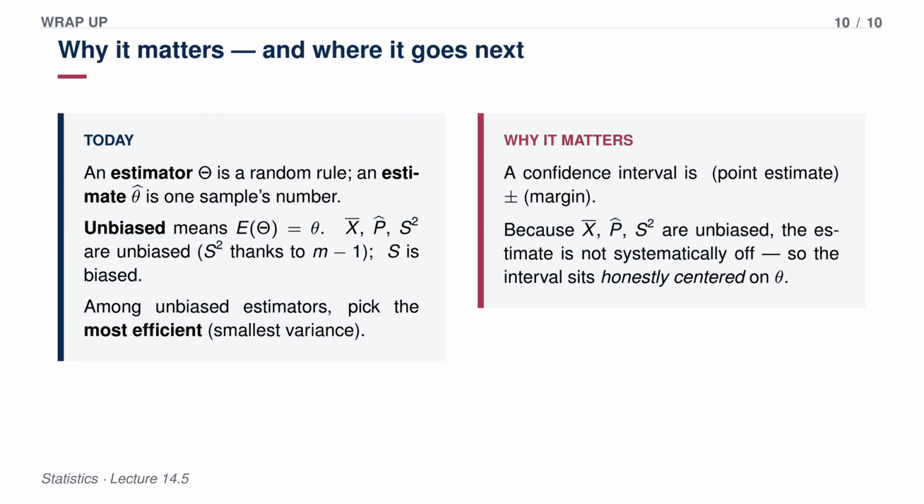And why care? A confidence interval is just a point estimate plus or minus a margin. Because x bar, p hat, and s squared are unbiased, the estimate isn't systematically off, so the interval sits honestly centered on theta. Bias would slide the whole interval sideways.